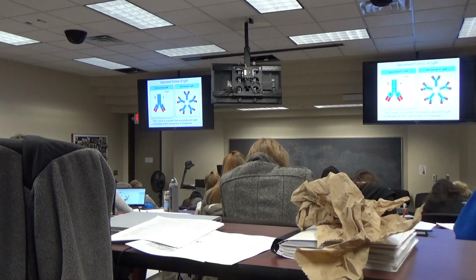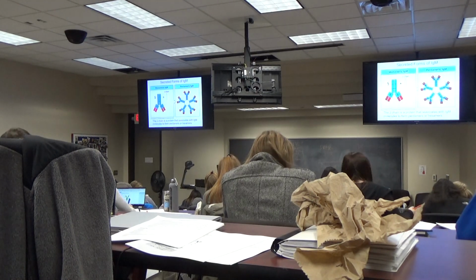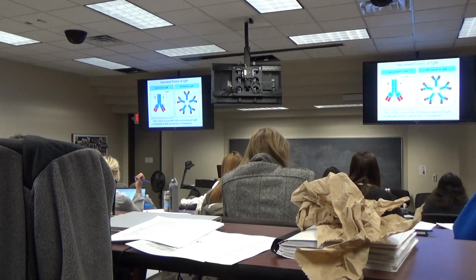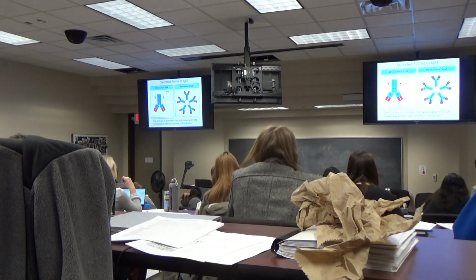If you take the secreted form of IgM and you add this protein called the J chain, it helps them form this pentamer. And so here we have 5 IgM molecules, so a valency of 10.